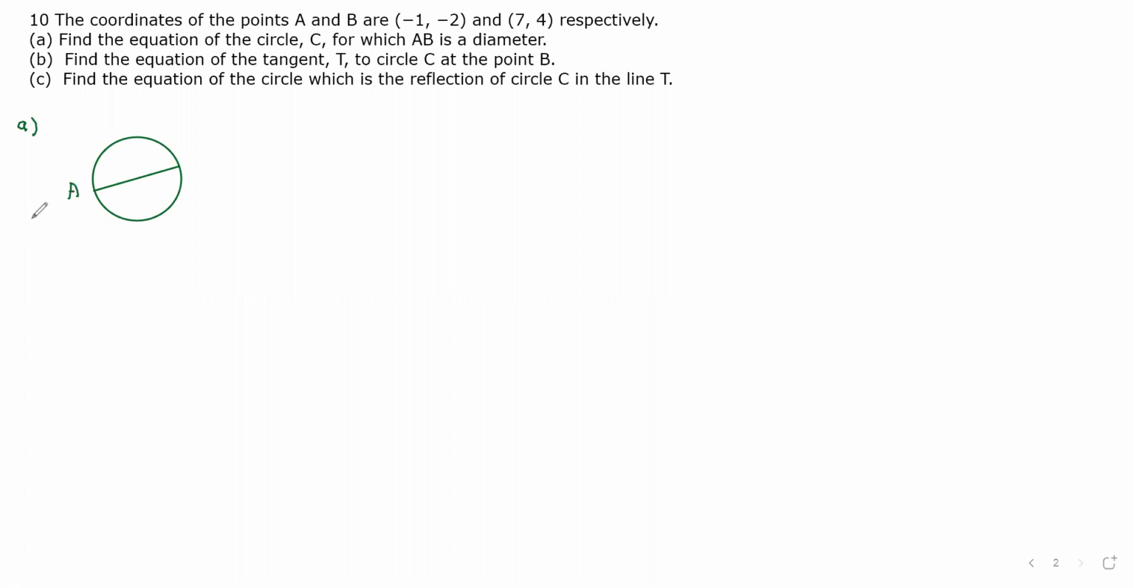It has point A with coordinates -1, -2, and there is a point B here with coordinates 7 and 4. To find the equation of a circle, we need the center of this circle and also the radius. The center is the midpoint of AB. To find the coordinates of the midpoint, we average the x coordinates and the y coordinates.